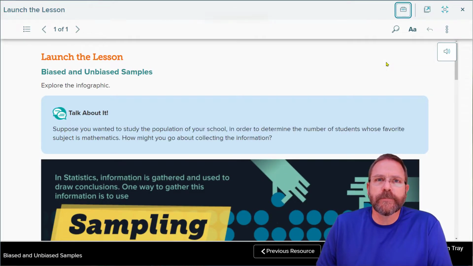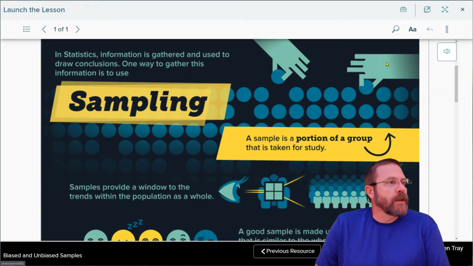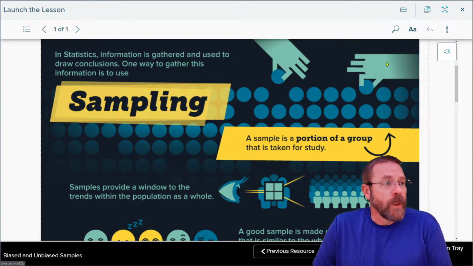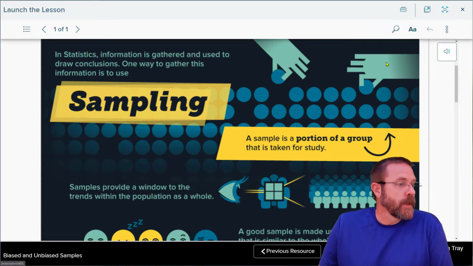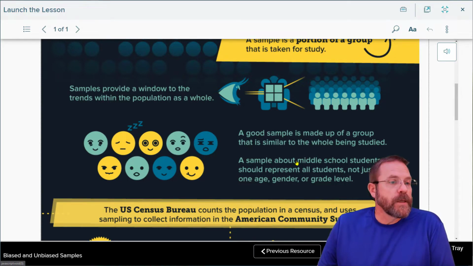Let's get started. In statistics, information is gathered and used to draw conclusions. One way to gather this information is to use sampling. A sample is a portion of a group that is taken for a study. Samples provide a window to the trends within the population as a whole. A good sample is made up of a group that is similar to the whole being studied.